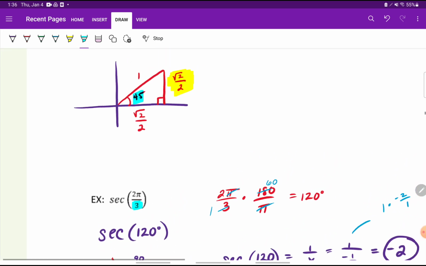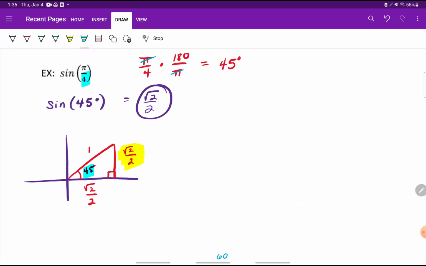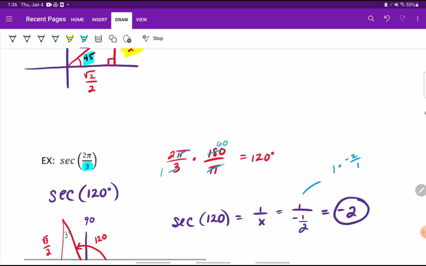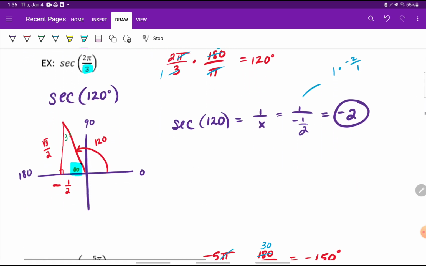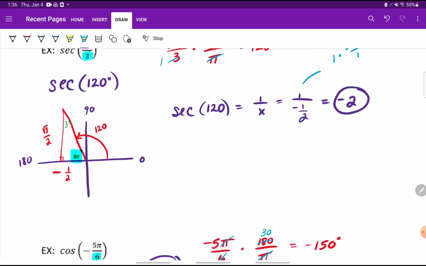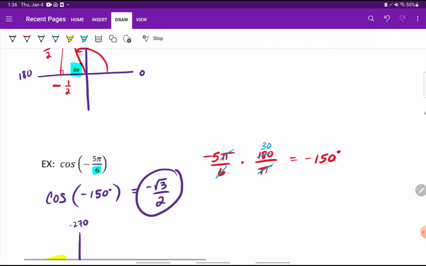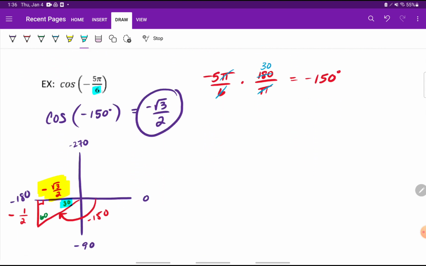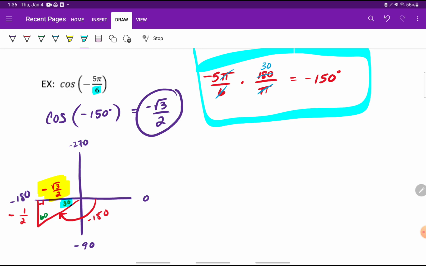To help us remember which one's which, the 4 and the 45, I put the 4's together, and these two I just remember are opposite. When I see the 3 in the denominator, it's got to be the 6 with the reference angle, and when I see the 6 in the denominator, it's got to be the 3 for the reference angle. But you can always just convert it to degrees as well.